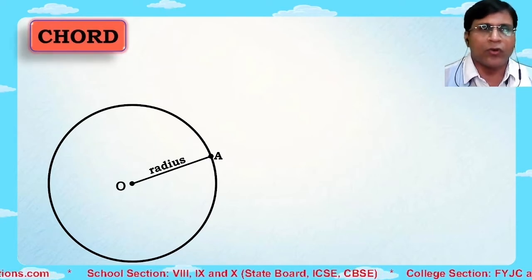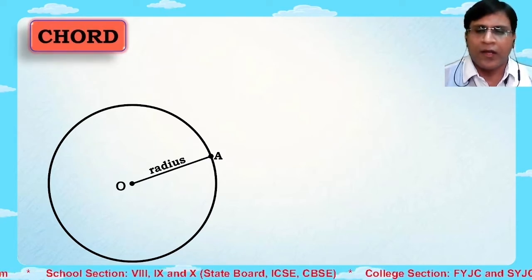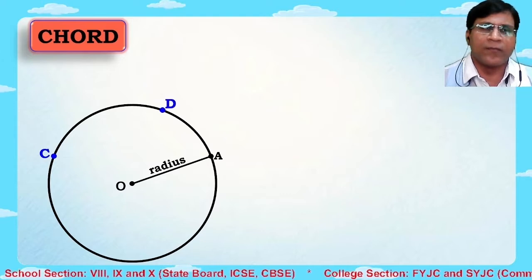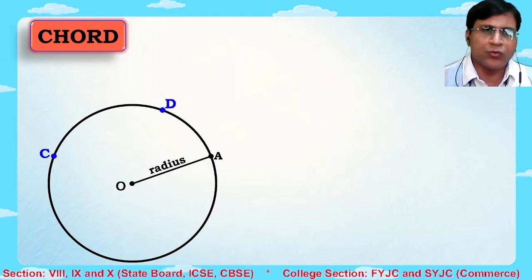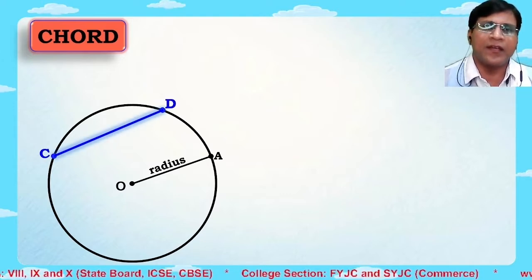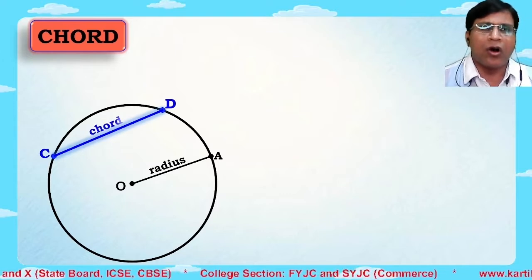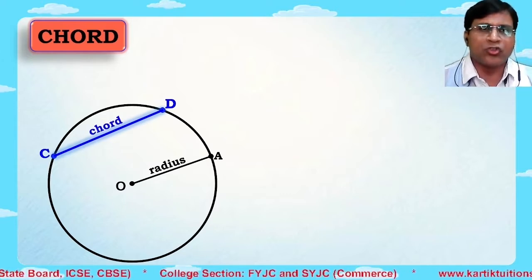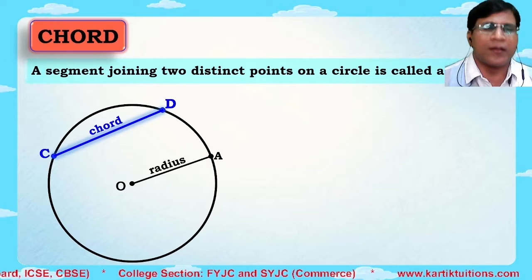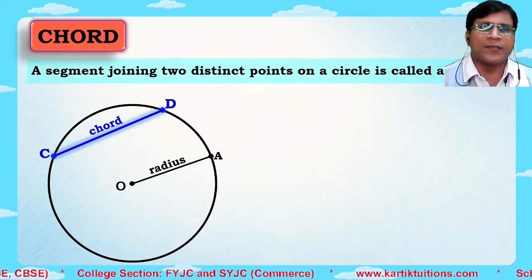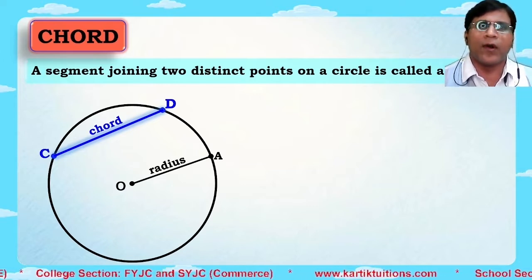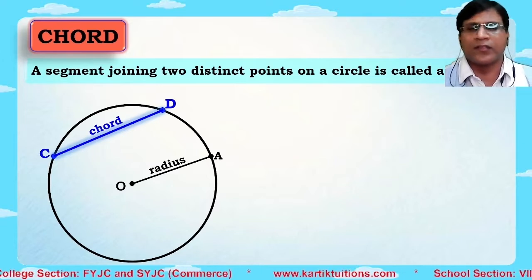Now next, we are going to talk about chord. What is a chord? Let's take 2 points on the circle. Now, if I join these 2 points, I get a segment CD. So basically, a chord is what? It is a segment joining the 2 points on a circle. A chord is nothing else but a segment joining the 2 points on a circle. It is called a chord.